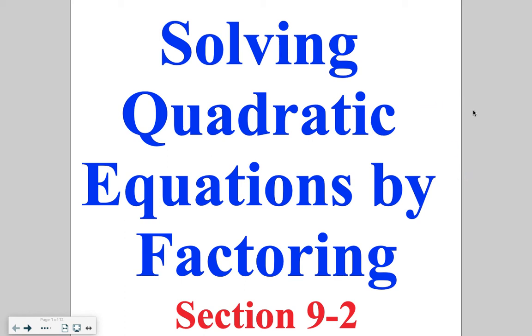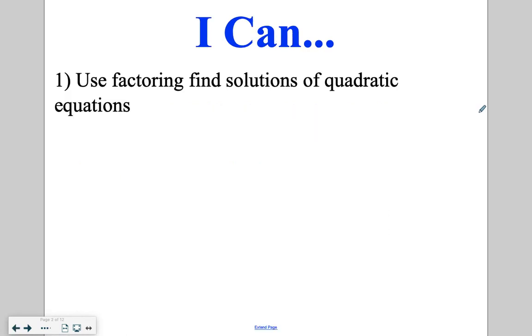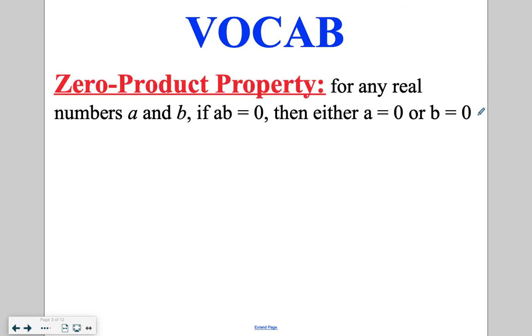Hello class, and welcome to section 9.2, which is about solving quadratic equations by factoring. By the end of today's lesson, you will be able to use factoring to help you find the solution to quadratic equations. The first thing I want to go over is just a quick piece of vocab.